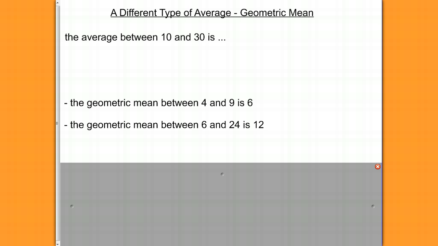All right, the last thing that we're going to talk about in this video is a different type of average. It's called the geometric mean. Now, when you see that word average, what you're doing is taking your numbers, adding them up and dividing by how many numbers you have. That's the normal average. So 40 over 2 is 20. So when you hear that word average, you're adding numbers up and dividing by how many you have.